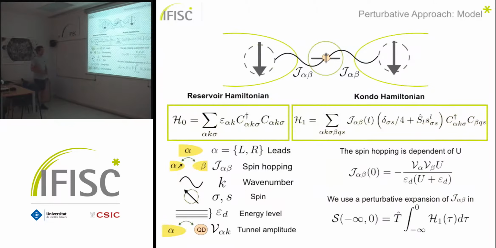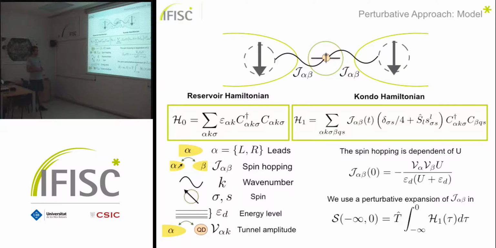Okay, let's go to the system. First, I'm going to take the perturbative approach. With this, what we have is the Hamiltonian, which represents hoppings from one reservoir to the other, interacting with the impurity with the spin.